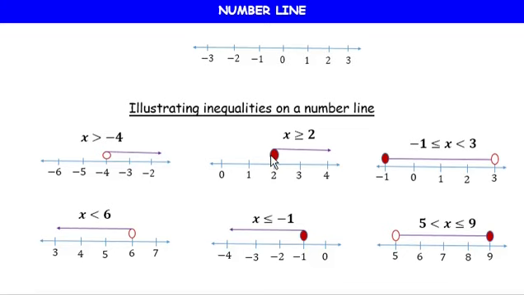Let's look at how to illustrate or represent inequalities on a number line. We've looked at the four types of inequalities, so let's look at how we can represent these inequalities on a number line. Let's start with the greater than. We have an example here: x is greater than -4. How do you represent x is greater than -4 on the number line?